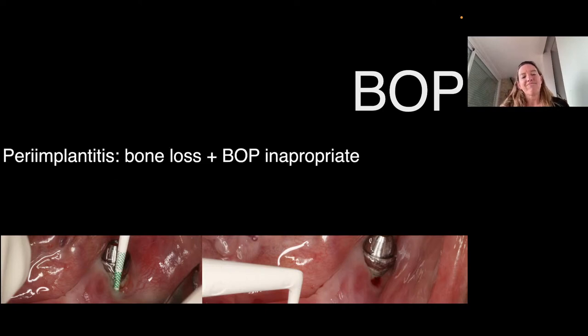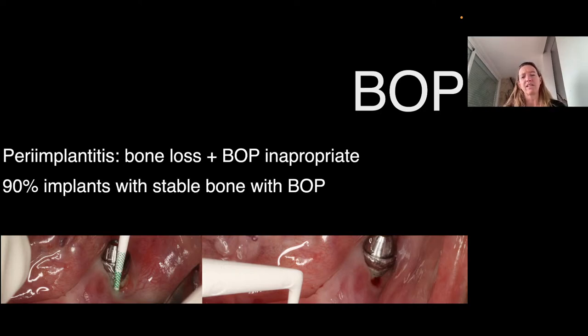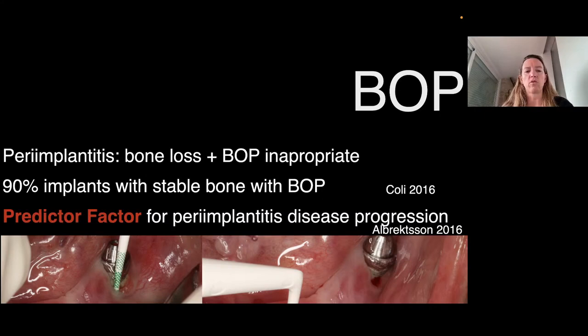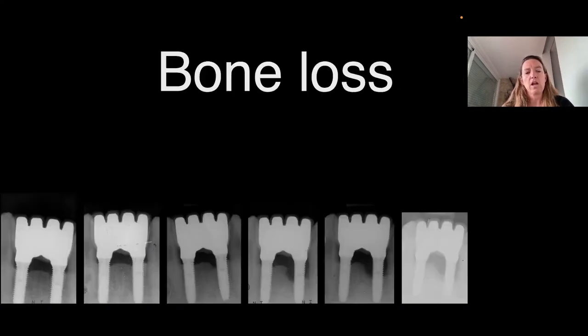So to say that peri-implantitis is associated when we have bone loss plus bleeding on probe is basically inappropriate, because 90% of the implants with stable bone were found to have bleeding on probe. But Albertsson said that it is a predictor factor for peri-implantitis disease progression.